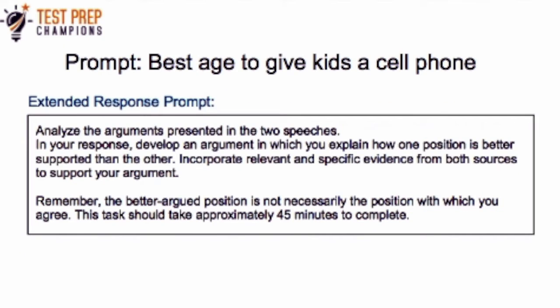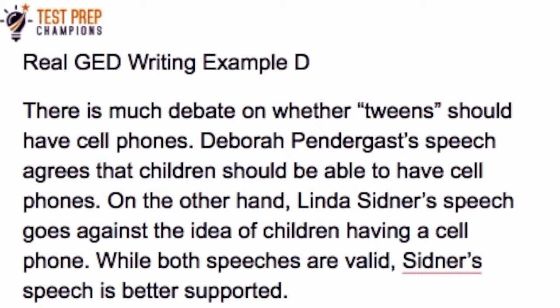Okay, so let's look at another prompt here. Analyze the arguments presented in the two speeches. So the prompts are all going to be largely the same thing. The prompt you get on your test should be about the same thing, whether it's speeches, emails, or articles. In this case, it's two speeches. And this is the famous prompt about the best age to give kids a cell phone. So this is another real writing example, all right? Like I said, they all are.